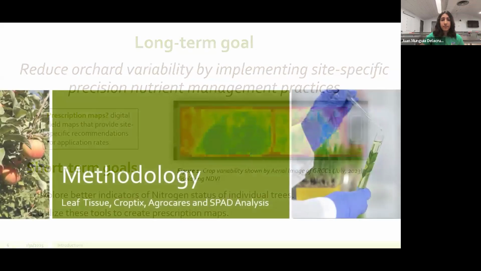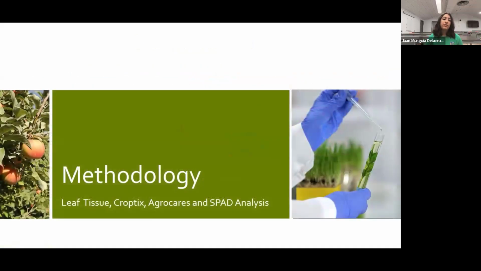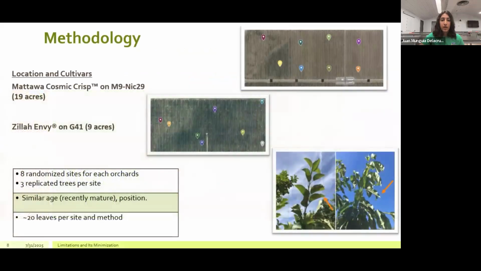So now let's get into the methodology for our project. We analyzed 4 different tools, and the first one I'll get into in the slide after. Our methodology begins with the 2 different sites that we looked at for my portion of the project, which took place in Mattawa and Zilla.